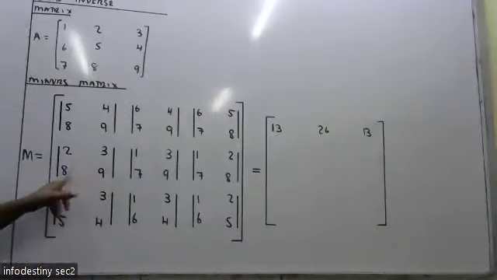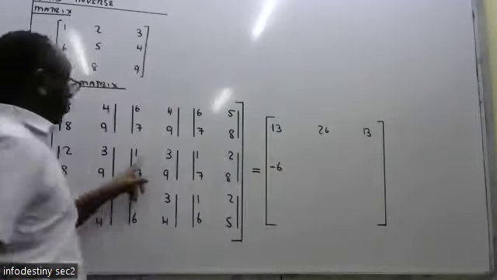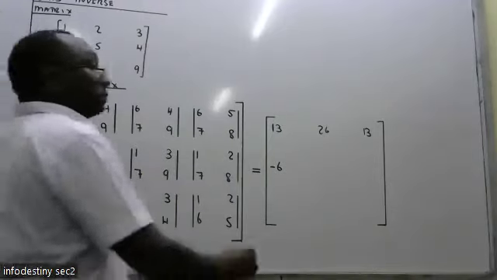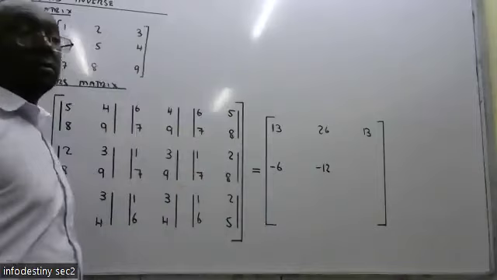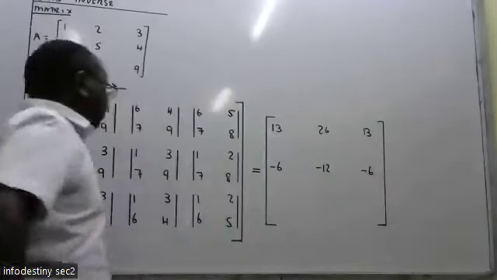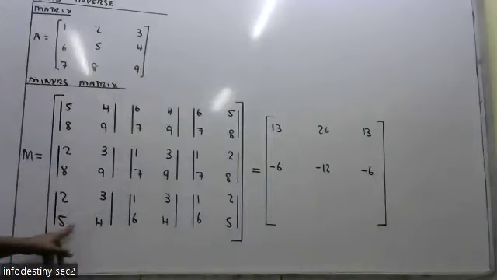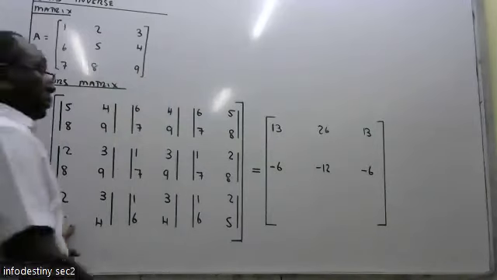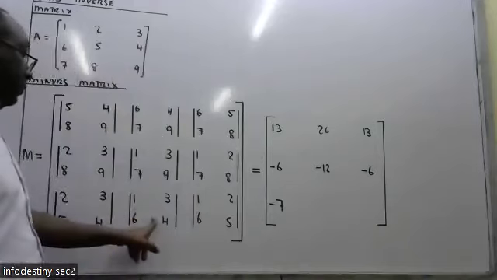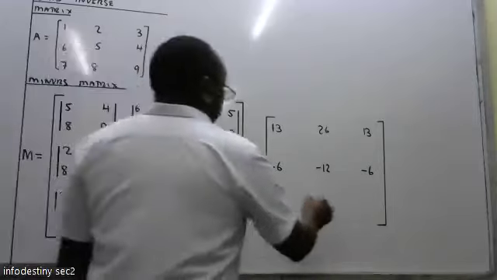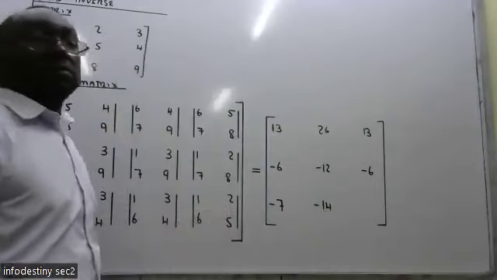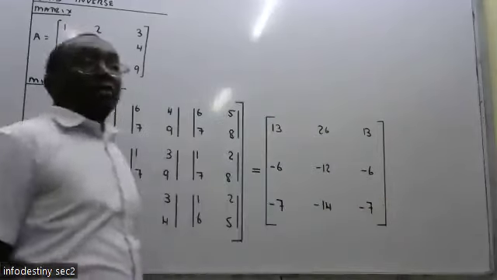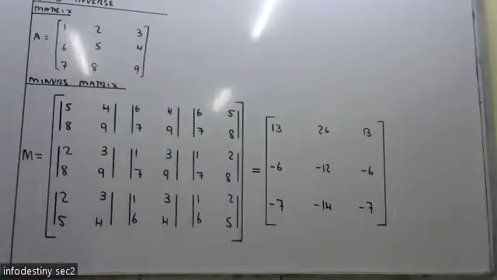Kuja hapa this, negative 6. This and this and this. This one. Negative 6. This. All right, then. Seven. So that is how you create the minus matrix. So copy that. Okay.